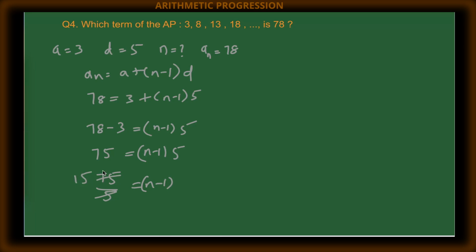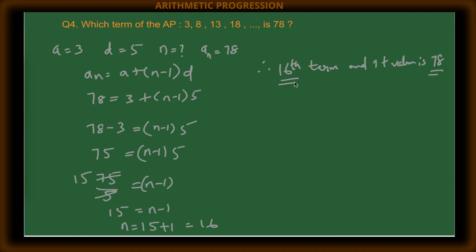75 goes in 15 times. So 15 is equal to n minus 1. Let's bring this one here. So n is equal to 15 plus 1, which is equal to 16. So this is the 16th term, and its value is 78. Okay students, this is clear. Let's move to the next question.